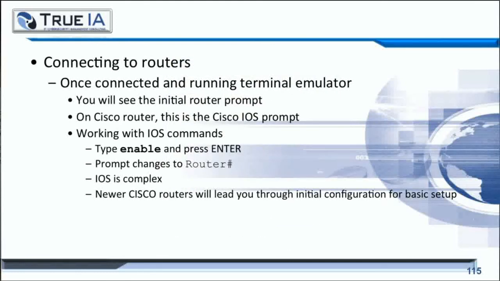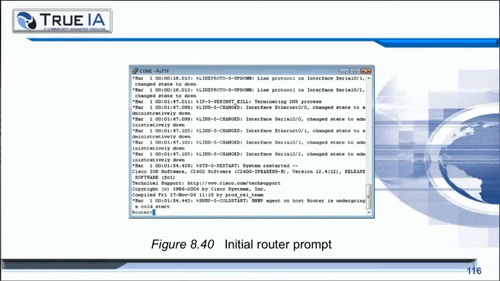Once connected and running the terminal emulator, you will see the initial router prompt. On a Cisco router, this is the Cisco IOS prompt. You'll type enable and then press enter. You'll notice that the prompt changes to router. Understand that the Cisco IOS is a fairly complex operating system and takes specialized training to understand all the nuances of it. However, newer Cisco routers will lead you through at least the initial configuration and the basic setup. Here's a look at the initial router prompt of a Cisco router.